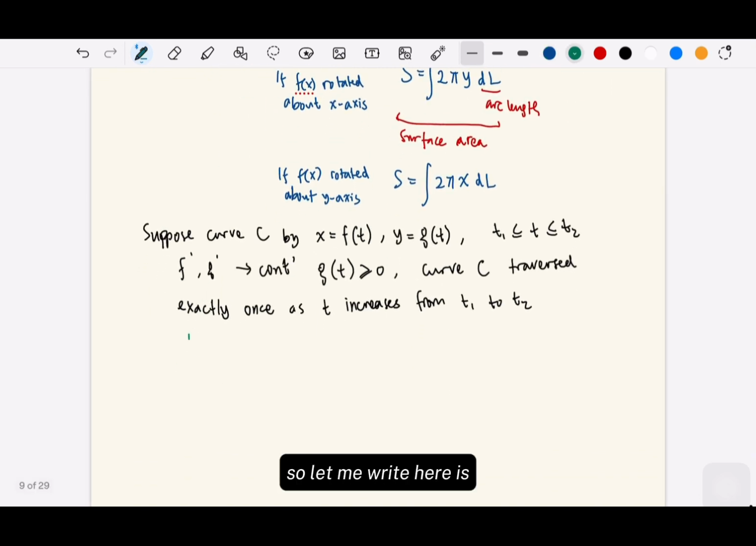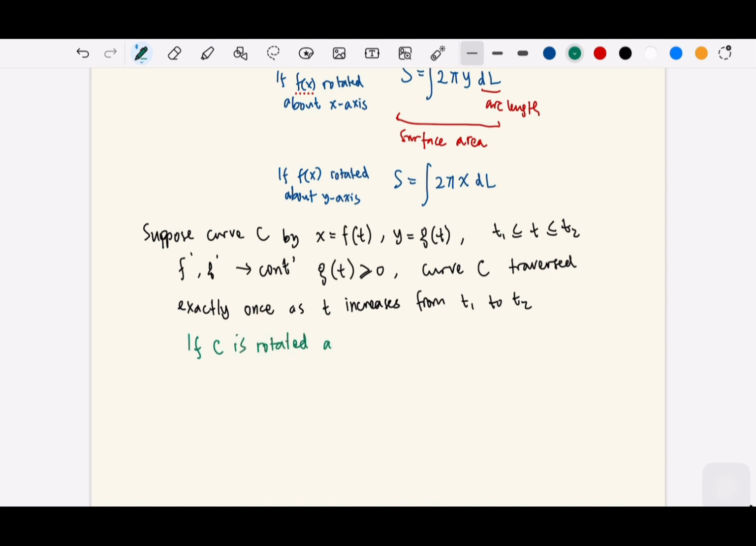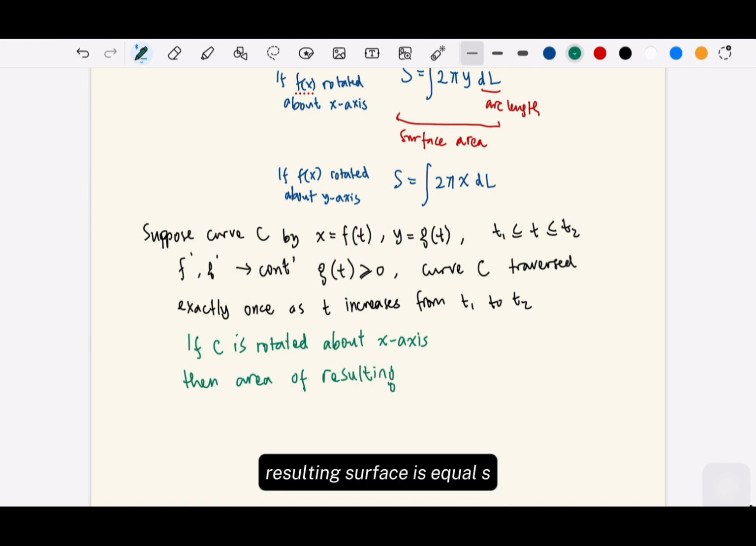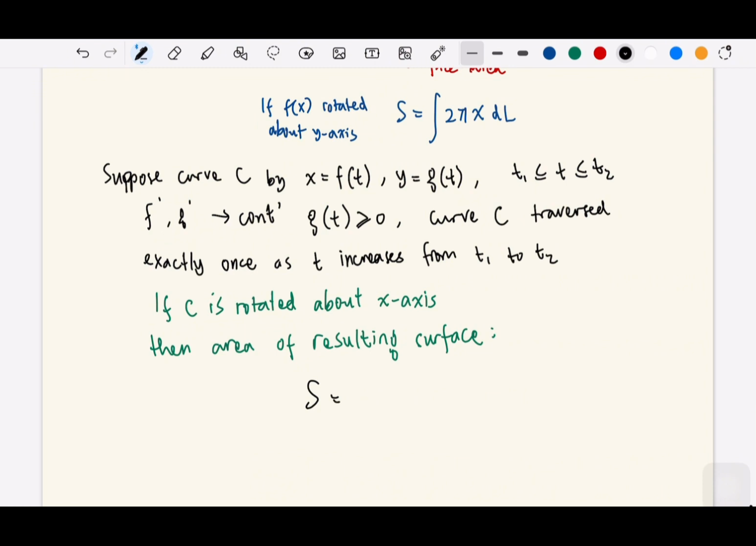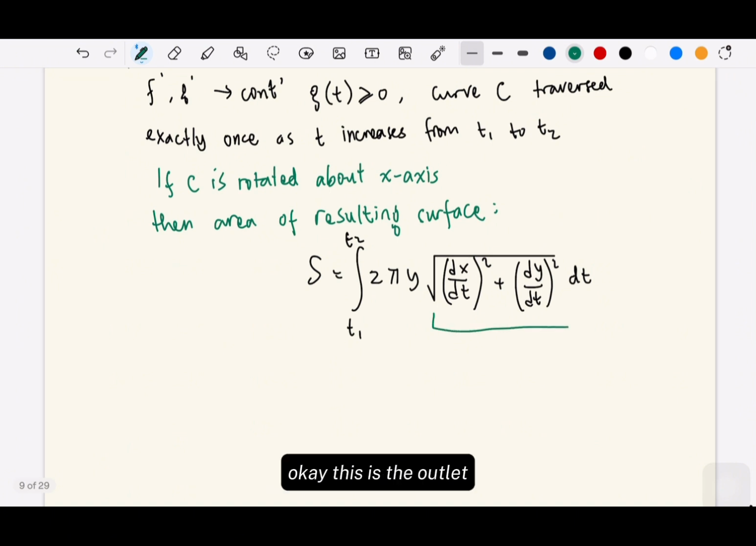So let me write here, if C is rotated about the x-axis, then the area of the resulting surface is equal to the integral of 2 pi y, and this is basically just the arc length. Okay, this is the arc length.